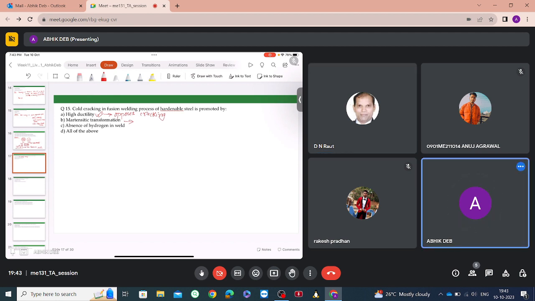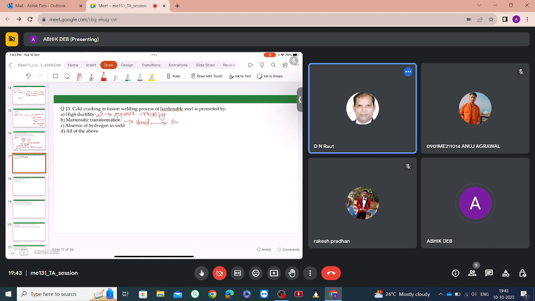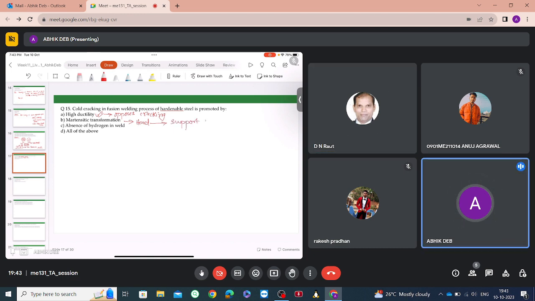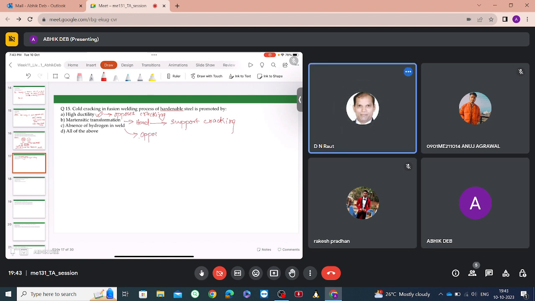So martensite is basically very hard, extremely hard, the hardest that can be obtained in this case by the transformation. So a hard material will oppose cracking or support cracking? It supports cracking, sir. And if there is no hydrogen or inclusion in the weld, then will it support cracking or oppose cracking? Oppose cracking.